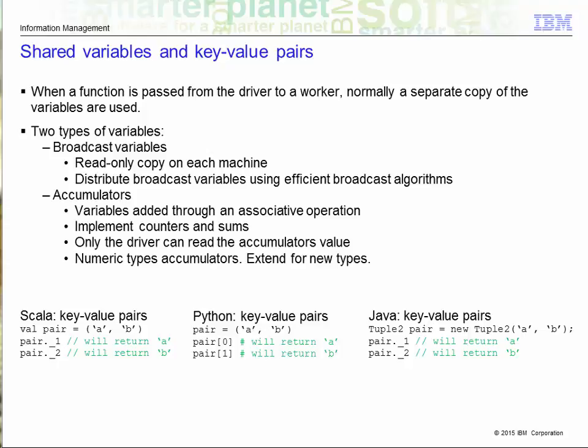Spark supports numeric types, but programmers can add support for new types. As an example, you can use accumulator variables to implement counters or sums, as in MapReduce.